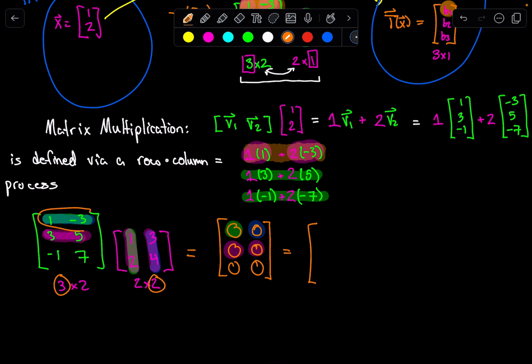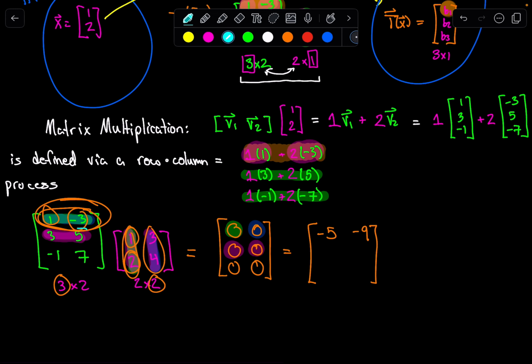So if I'm actually doing the operations for you all, for the first one we're going to get the dot product of 1, -3, and 1, 2. So we're going to get 1 times 1, which is 1, plus -3 times 2. So that's 1 minus 6. So we're going to get -5 for this first entry. Then we do it again for the first row, second column. So I'm going to get 1 times 3, which is 3, and then -3 times 4, which is -12, and 3 minus 12 is -9, and so on and so forth.